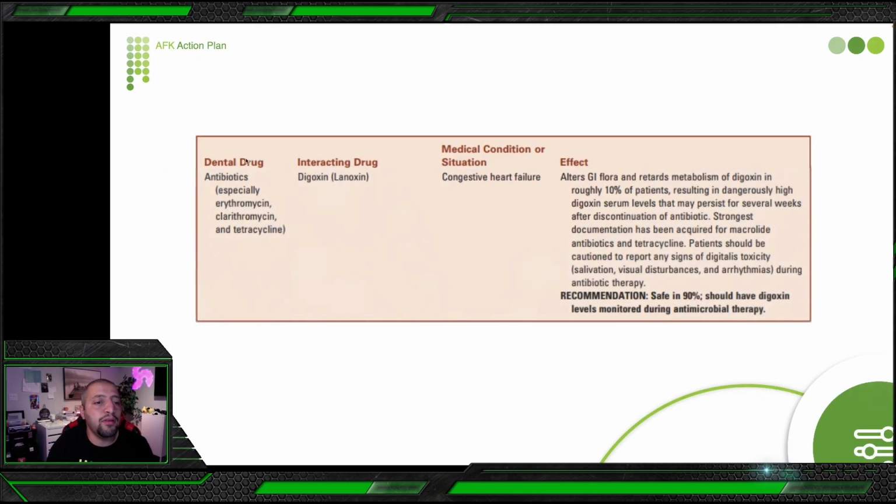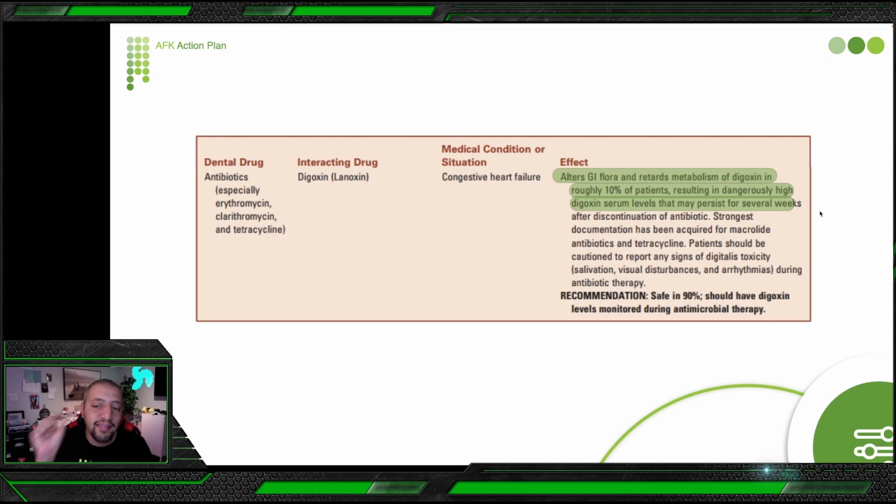So here we speak about the drug interacting with a medical condition and its effect. Antibiotics, especially erythromycin, clarithromycin, and tetracycline. Please pay attention to these three names. And digoxin. Digoxin is used for congestive heart failure. So what's happening? They alter the GI flora and retard metabolism of digoxin in roughly 10% of patients, resulting in dangerously high digoxin serum level that may persist for several weeks.